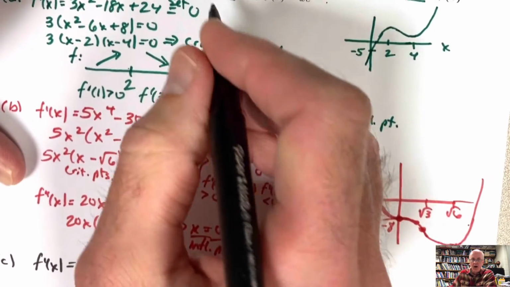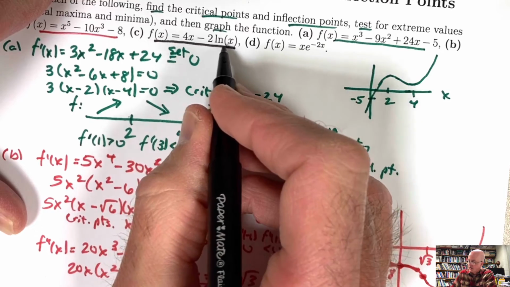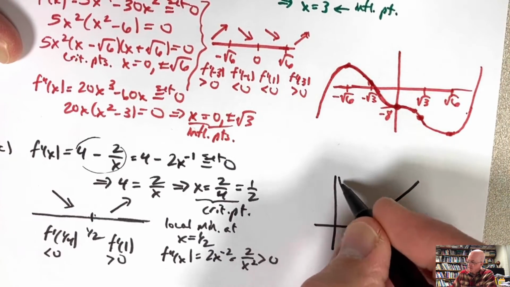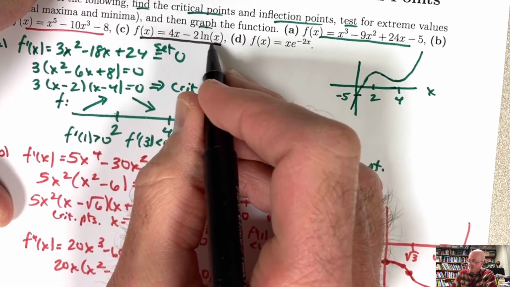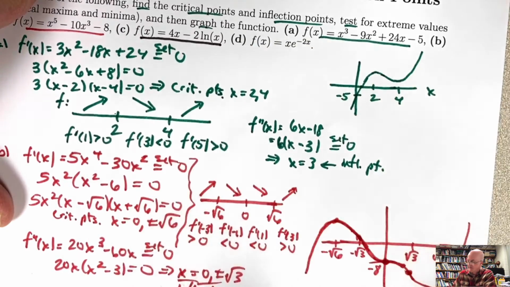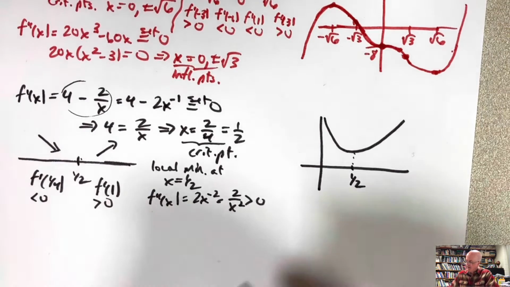It does go off to infinity as x goes to infinity, because 4x grows faster than 2 ln of x. So that makes this graph reasonable. There is a vertical asymptote here, because as x goes to 0 from the right, ln of x goes to minus infinity, and subtracting something like that makes the whole thing go to plus infinity as x approaches 0 from the right. Any inflection points?